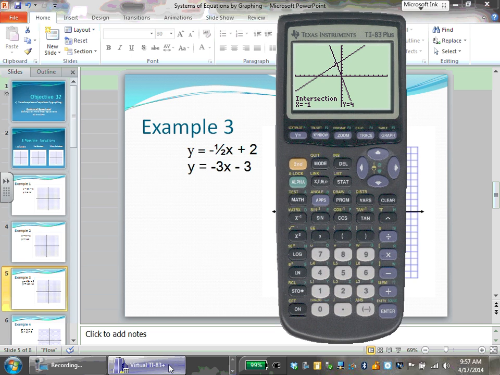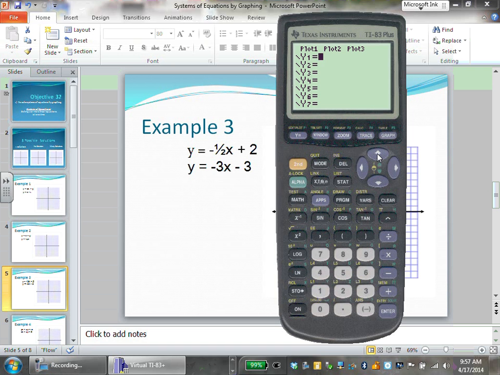How do I put in -1/2 x? You got to put parentheses around the fraction. If you don't put parentheses around the fraction, it won't work. So, parentheses, -1 divided by 2, close your parentheses, x, and then hit plus 2. And then down below, you hit -3 x minus 3. Okay? Hit graph, and then it'll work for you. And then to get the intersection, you go second calc, intersect, enter, enter, enter, enter.